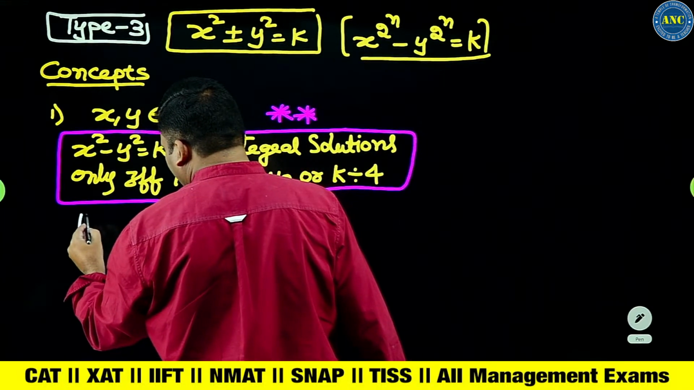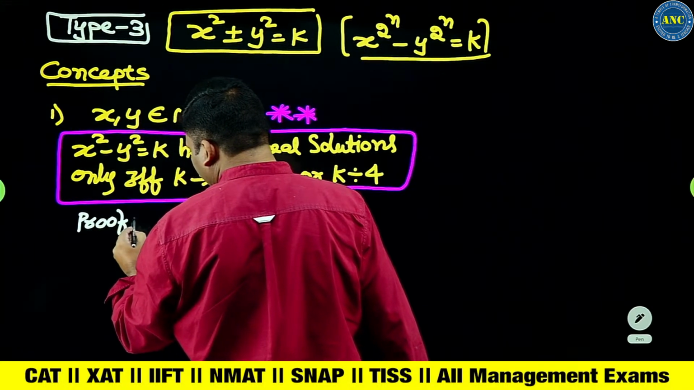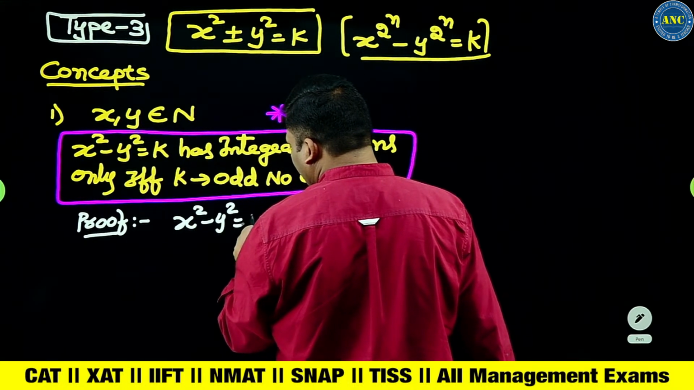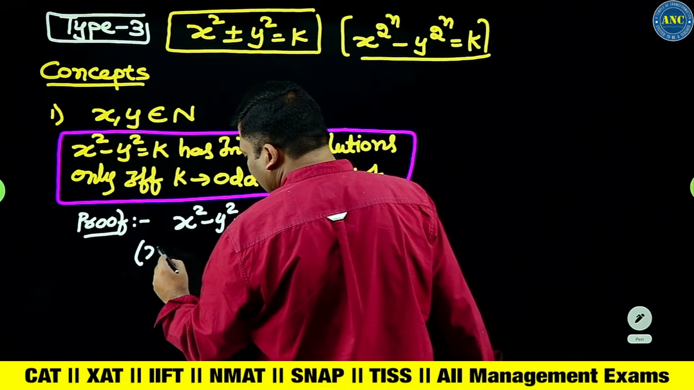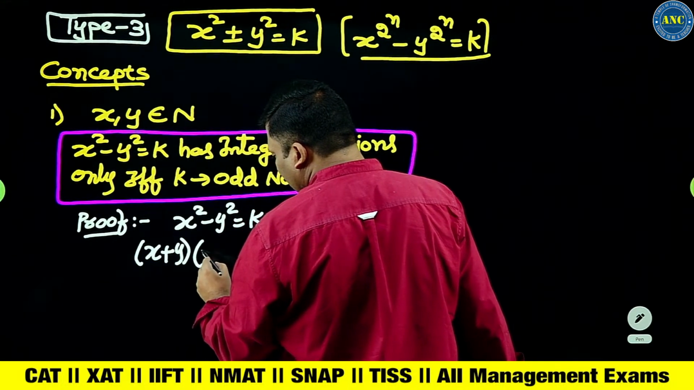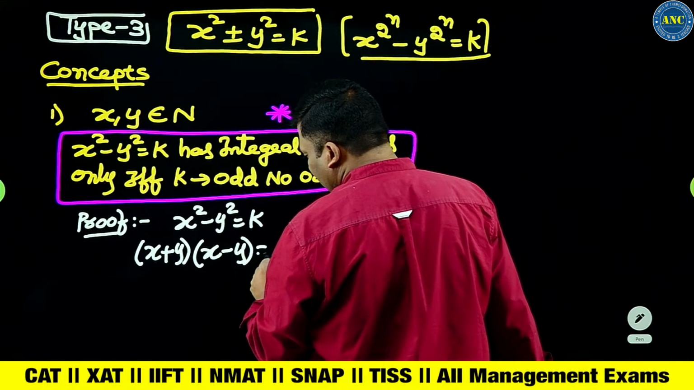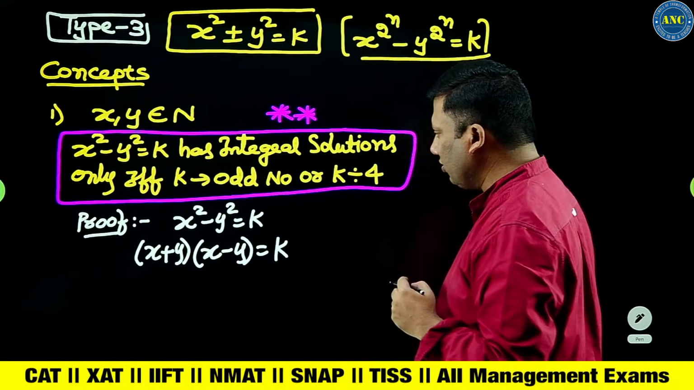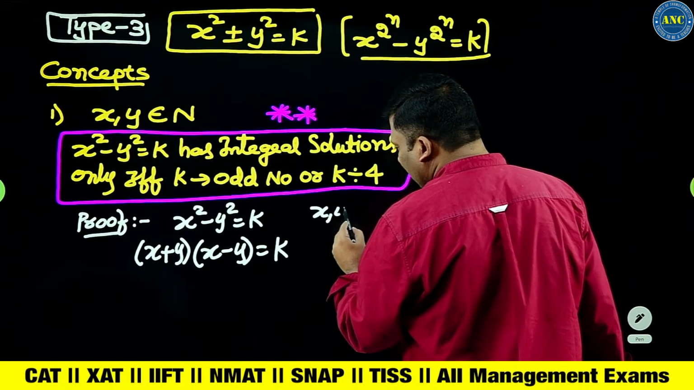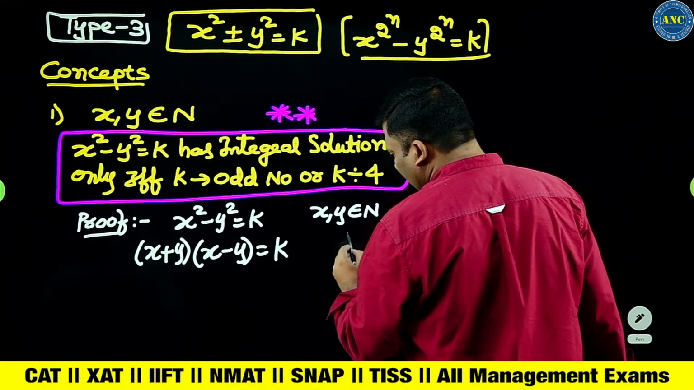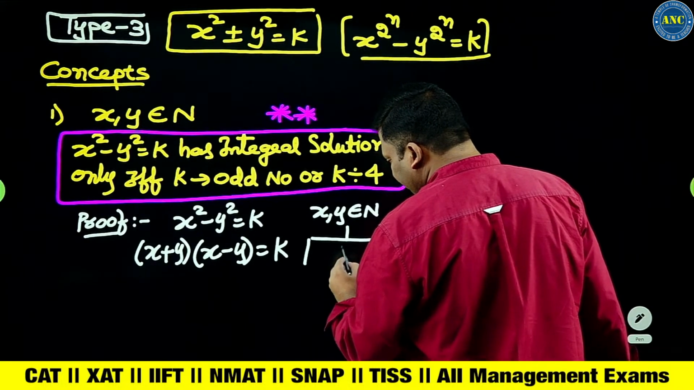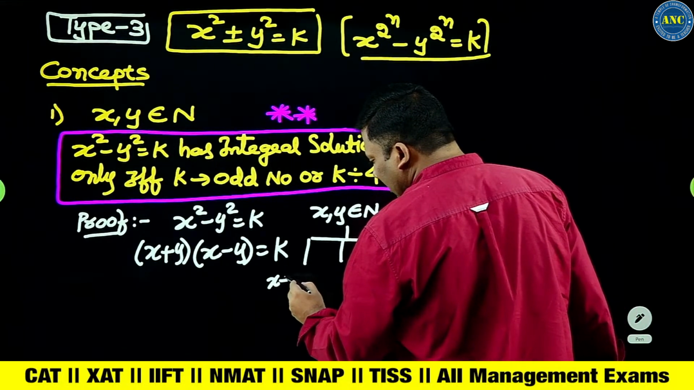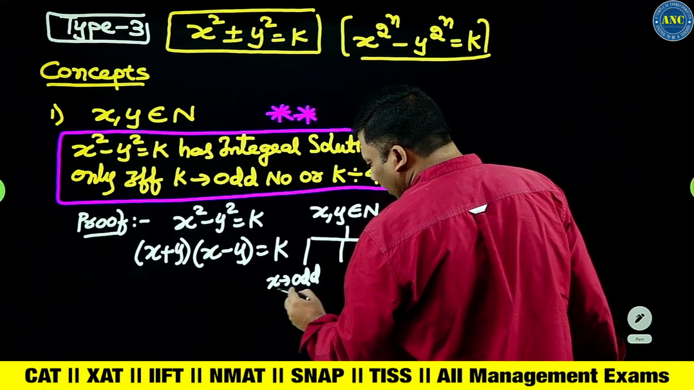Proof. Listen carefully, sir. The equation is x square minus y square is equivalent to k. a square minus b square can be written as a plus b into a minus b, so x plus y into x minus y is equivalent to k. x and y are natural numbers. If x and y are natural numbers, 4 cases I will get. What are the 4 cases? The first case is x can be an odd number, y can be an even number.